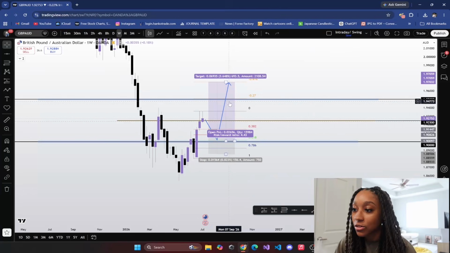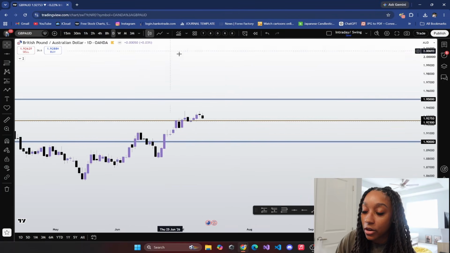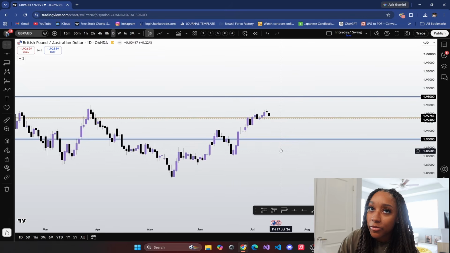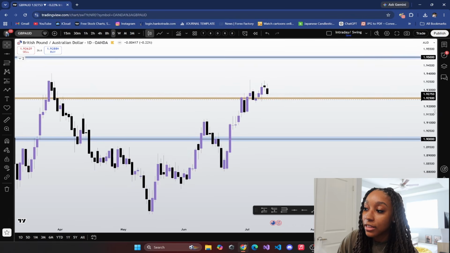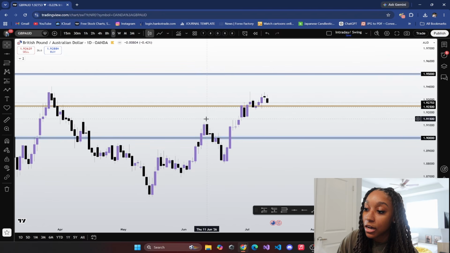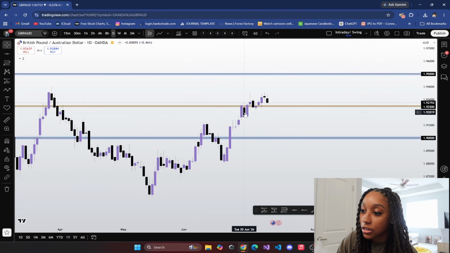Now let me show you my idea for the swing trade, right? So let's just remove all this for a second. Okay, so looking into swing trading, we're dropping back down to the lower time frame. We're looking at the daily, right? Notice how the daily time frame is bullish, right? We've been making higher highs, higher lows, higher highs, higher lows, higher high.